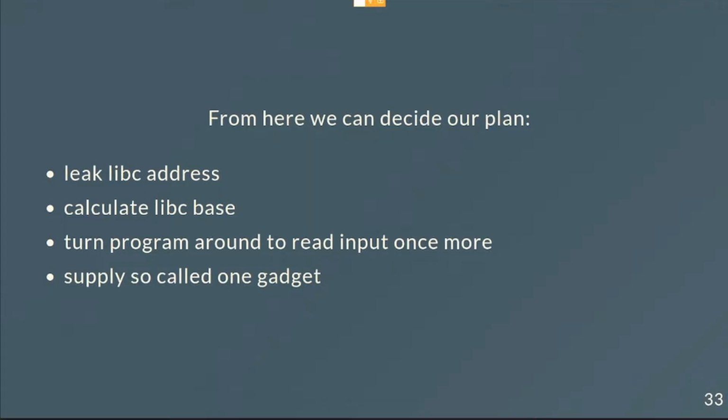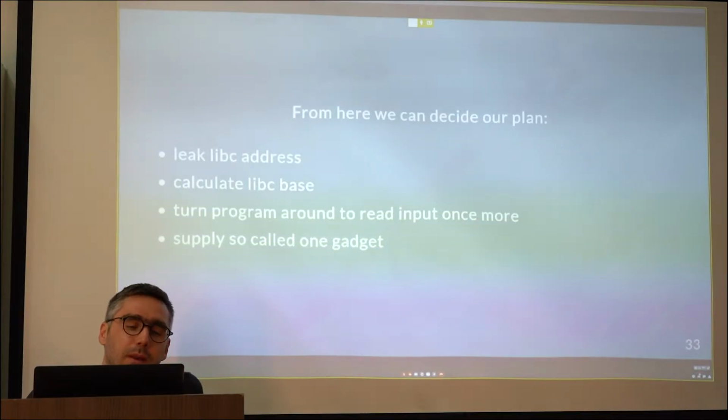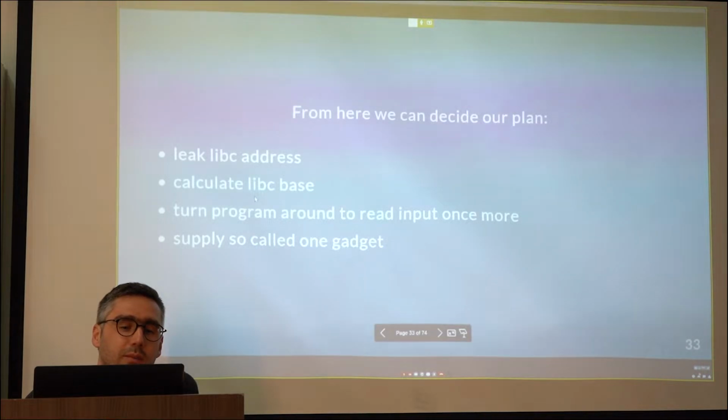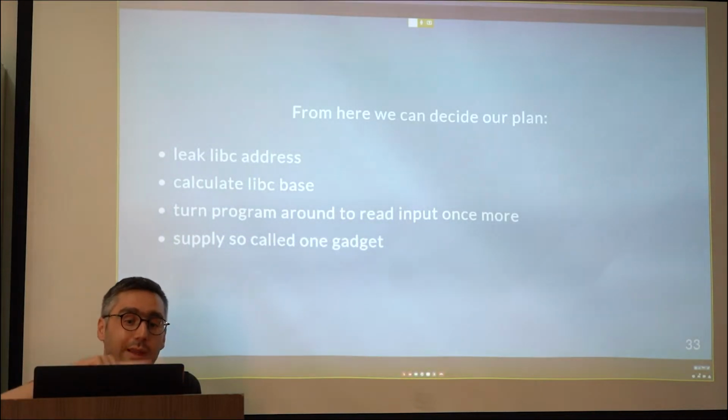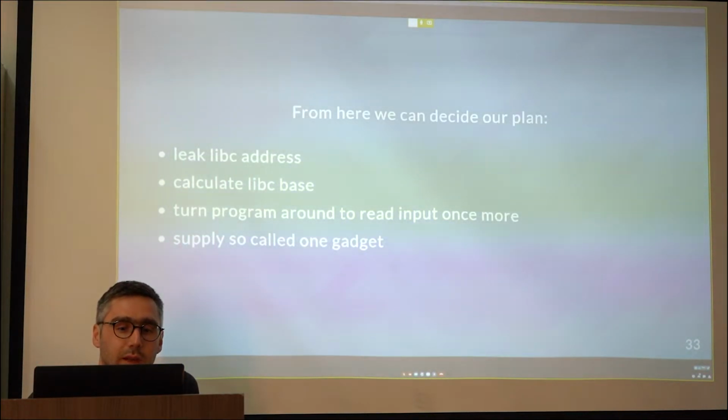So we can decide our plan. First, the libc address. Maybe it's not clear why we need it, but every time you run your program, the libc address will be different, because there is ASLR. Then we need to calculate the libc base. It's easy to do, and then we can turn our program around to read input once more, to run gets again, and supply one gadget.